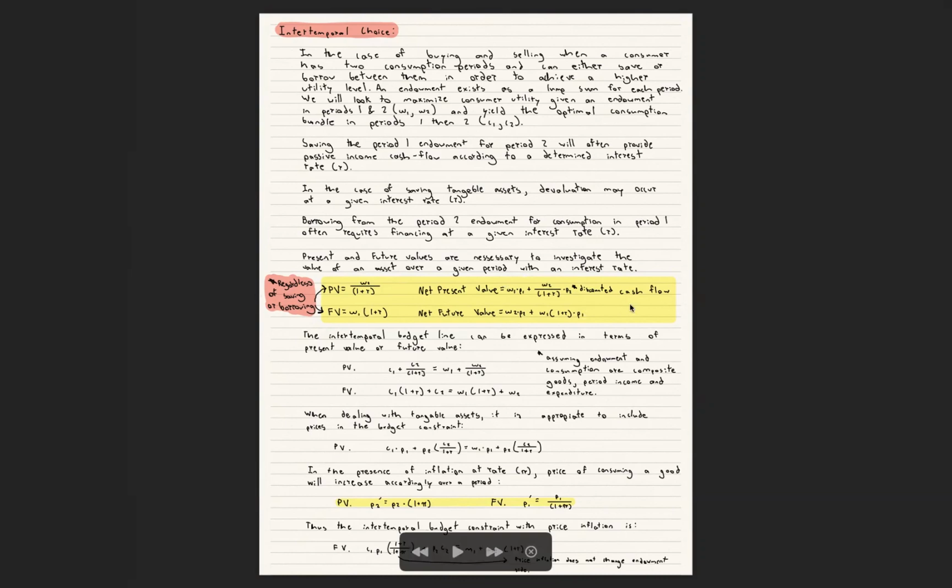Here we'll see the NPV, or your net present value, I should say, is going to be equal to W1 times P1 plus W2 divided by 1 plus R. So again, that W2 divided by 1 plus R is going to be your present value, and then you're just going to be multiplying that by the price of good 2. This somewhat resembles the mechanics of discounted cash flow.